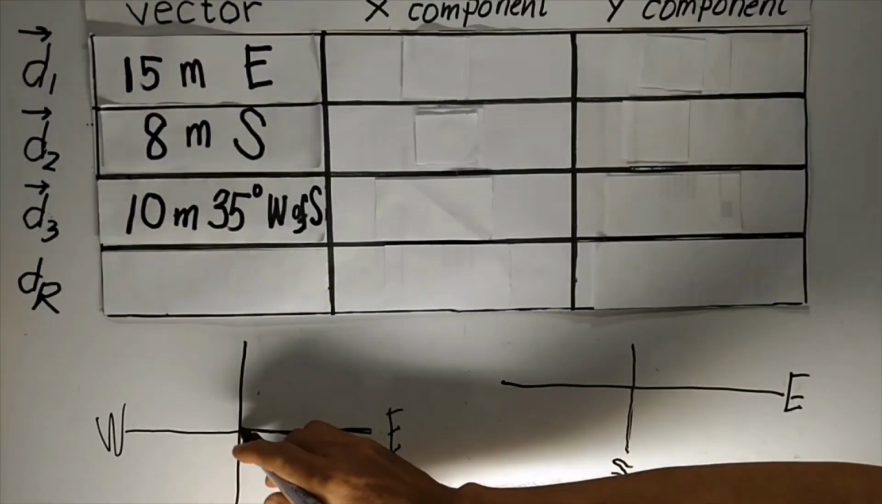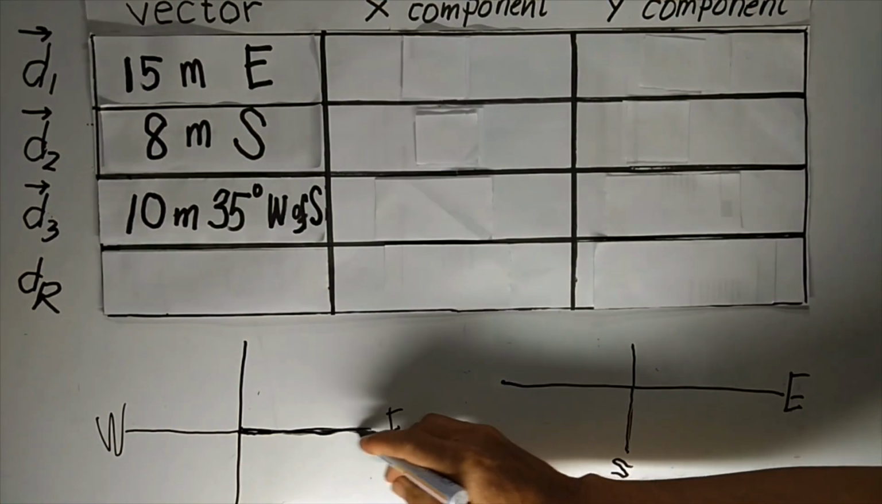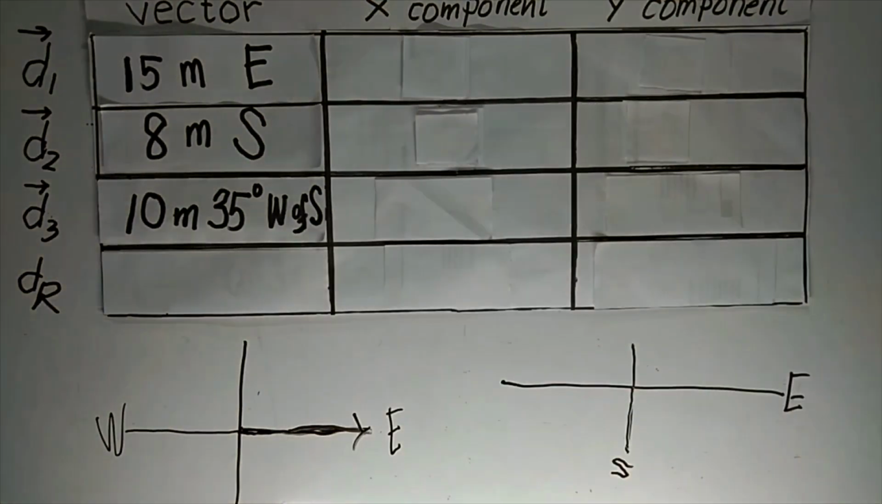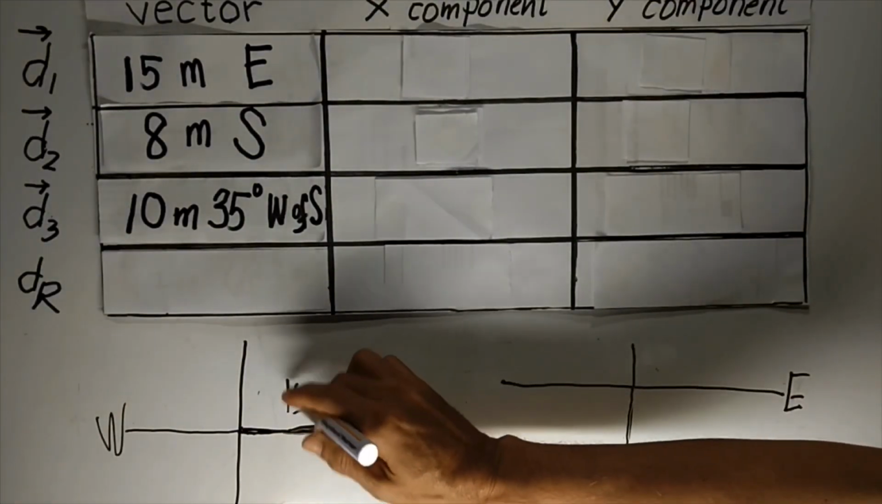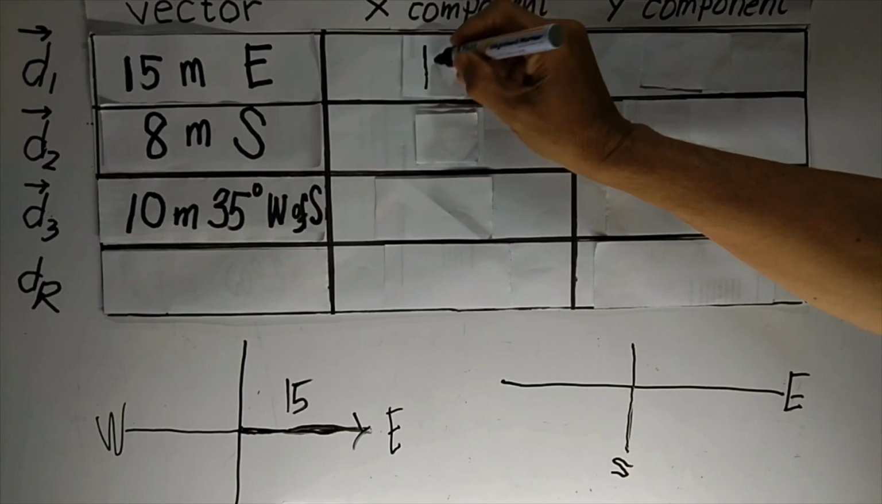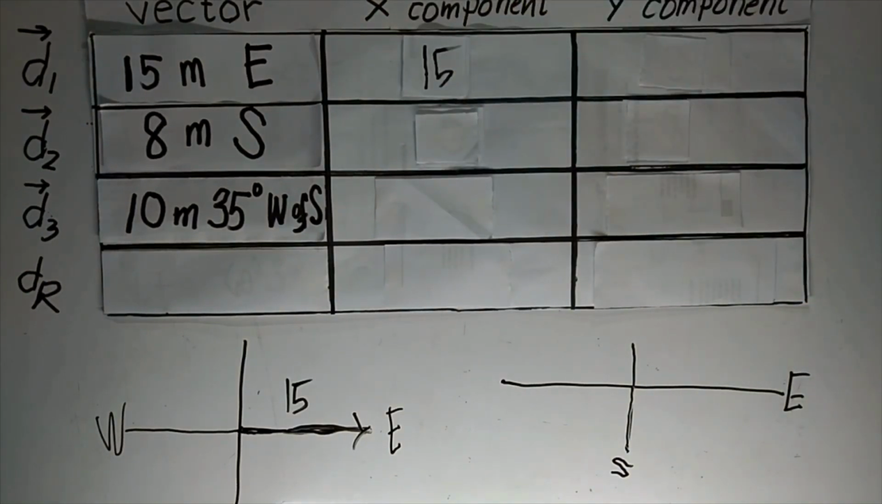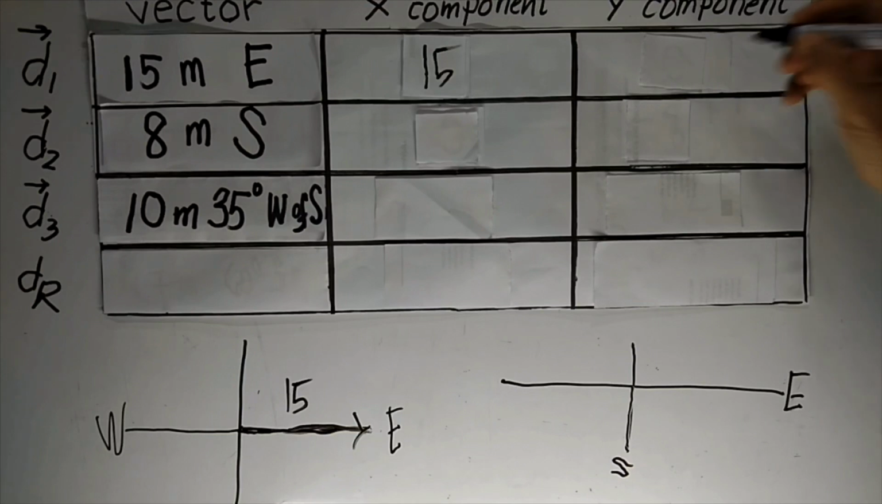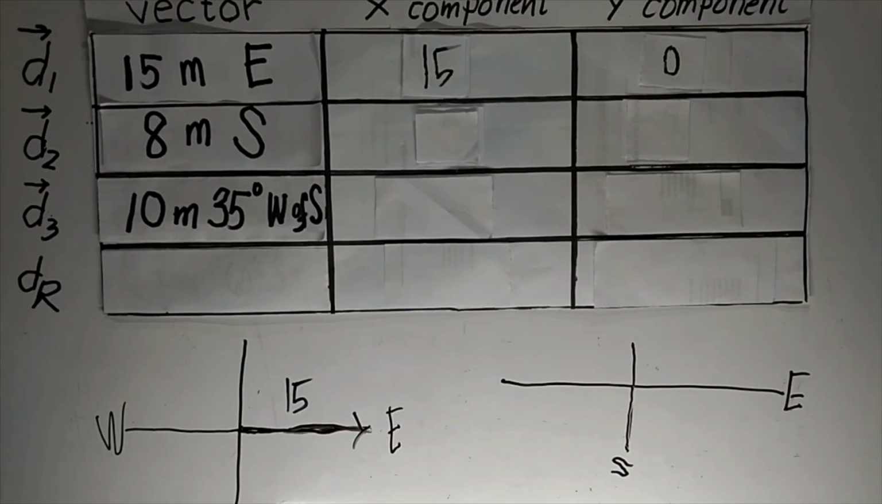So the vector will be going to the right with the magnitude of 15 meters. So its x component will be positive 15 because it is going to the right, and its y component will be equal to 0 because the vector is within the x-axis itself.